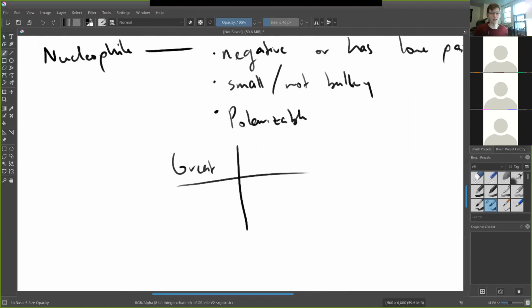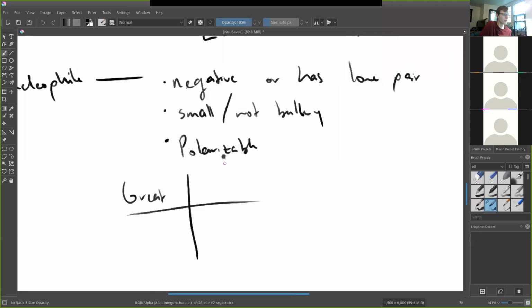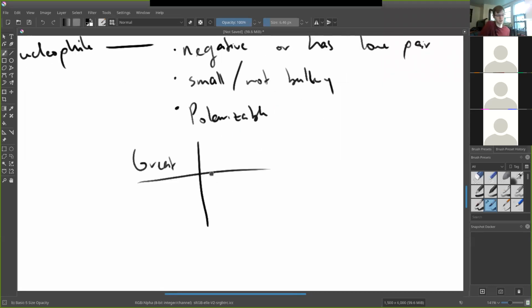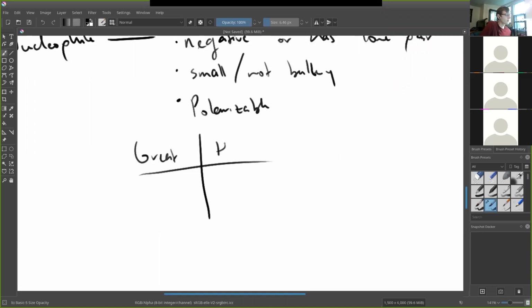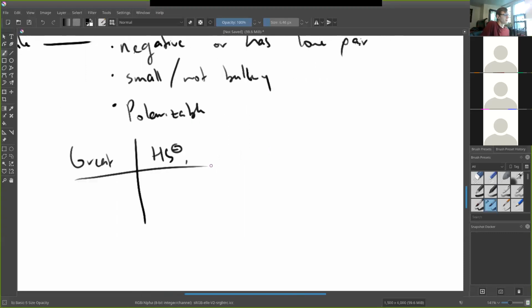This is one of those things where you kind of want to be familiar with the list. Yes, you could use these three helpful rules to tell, but knowing this list is a little bit better. So for example, HS minus is a good one. It's small. That sulfur is a pretty large atom, so it's polarizable. Let me write the next one.